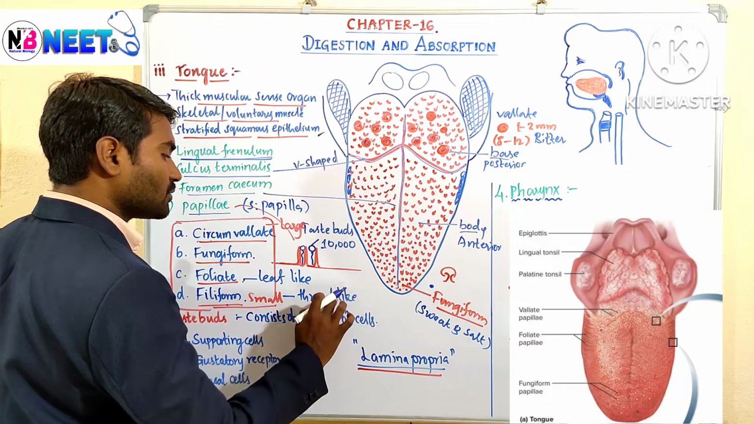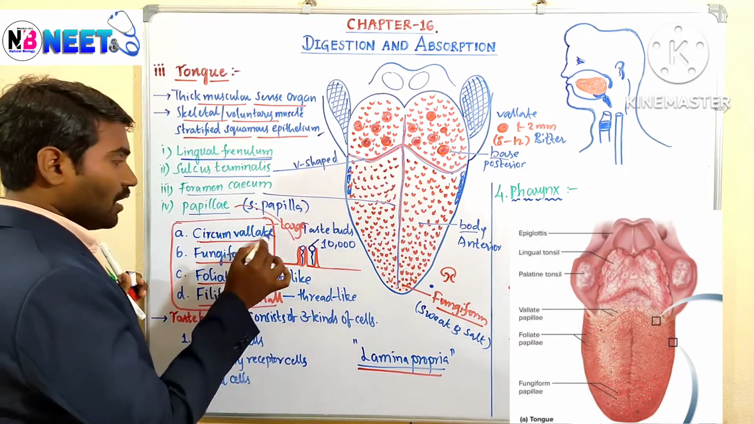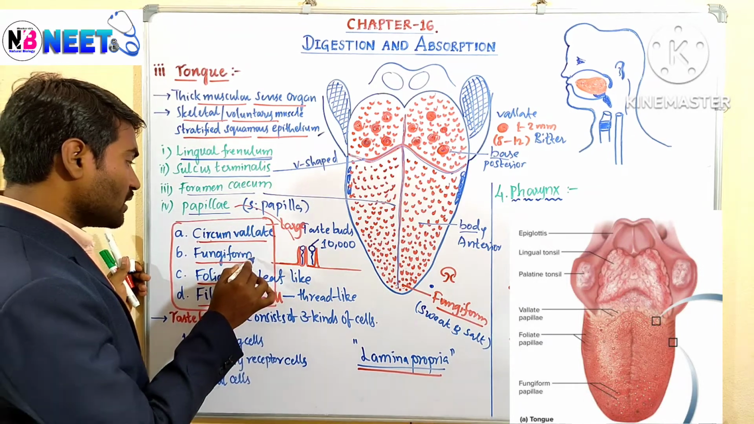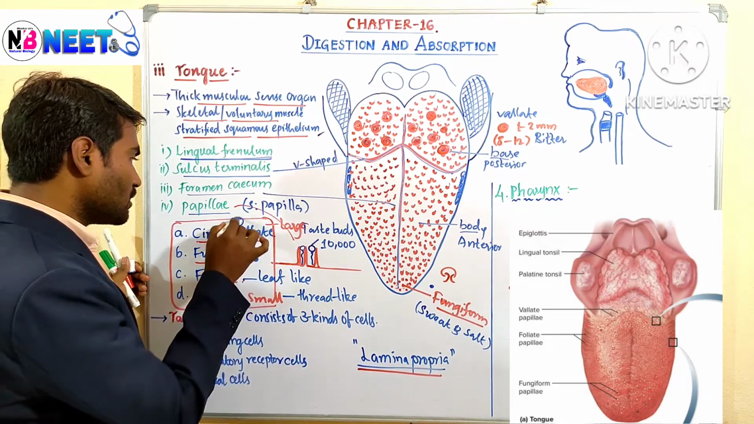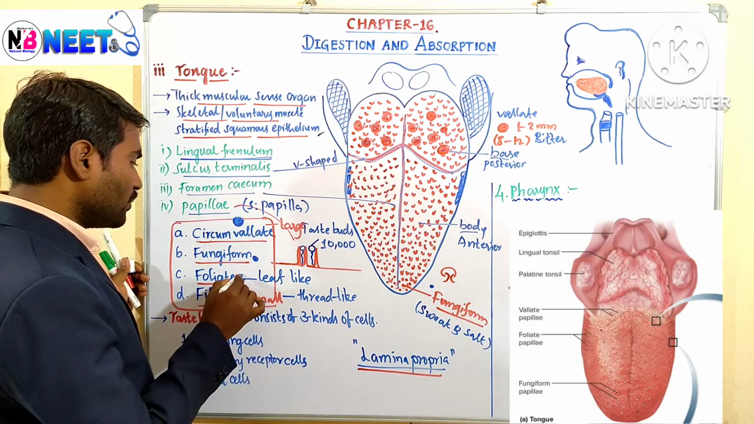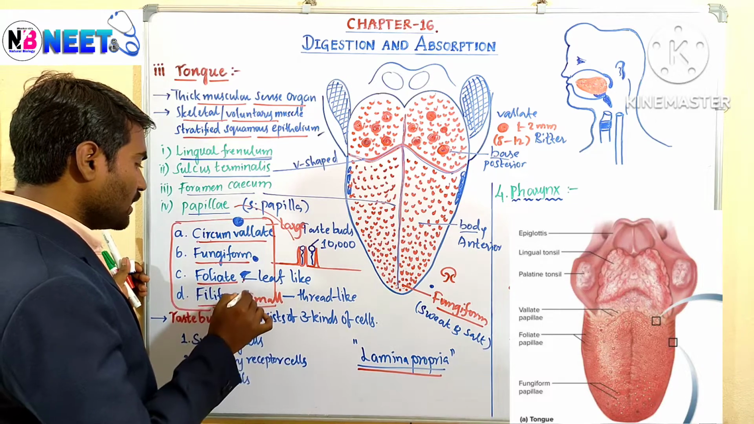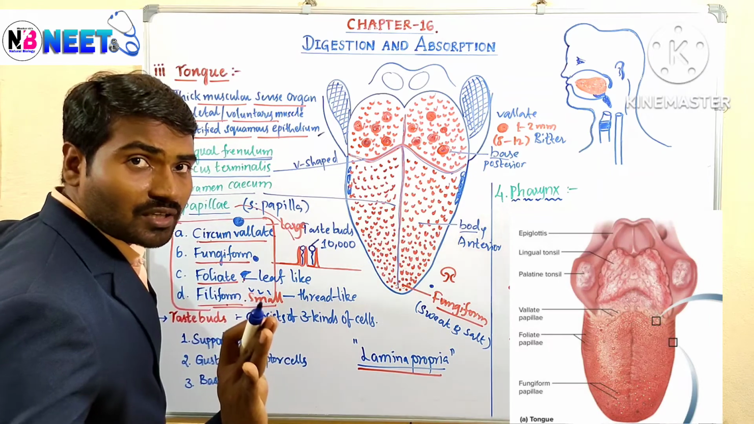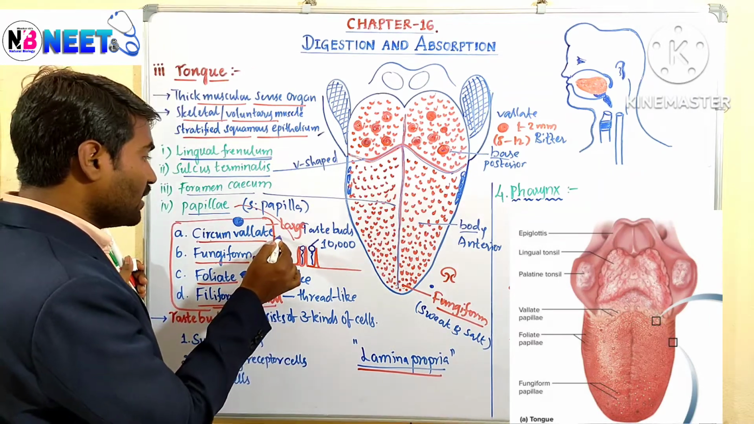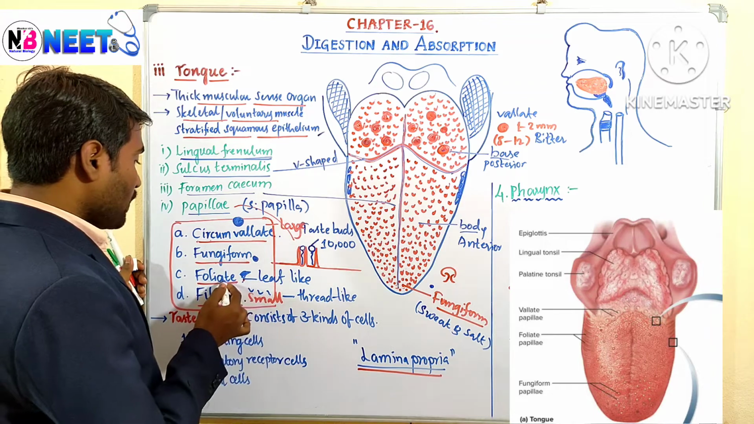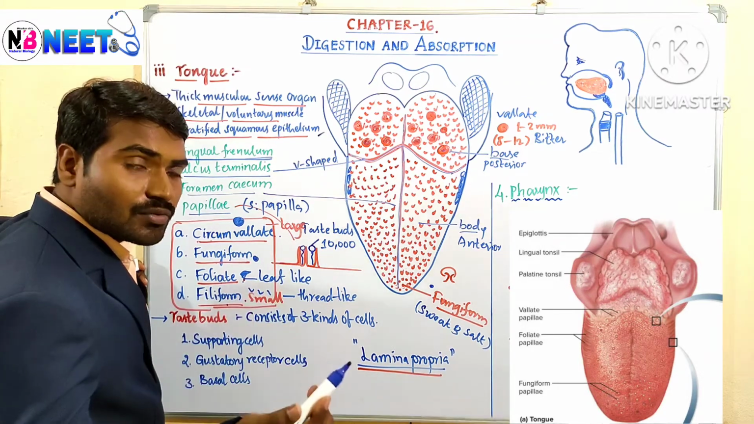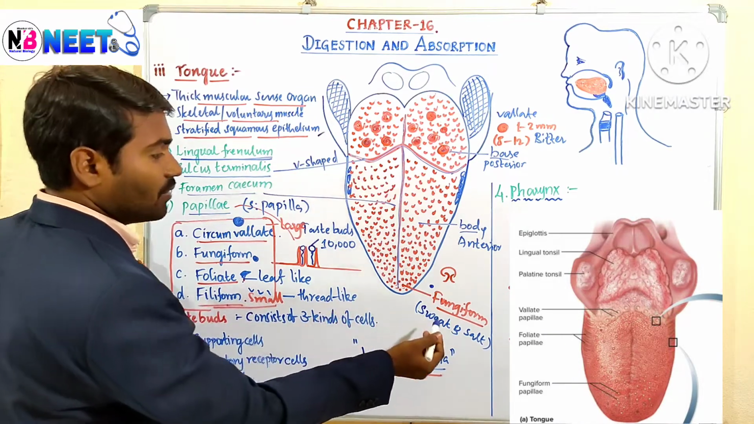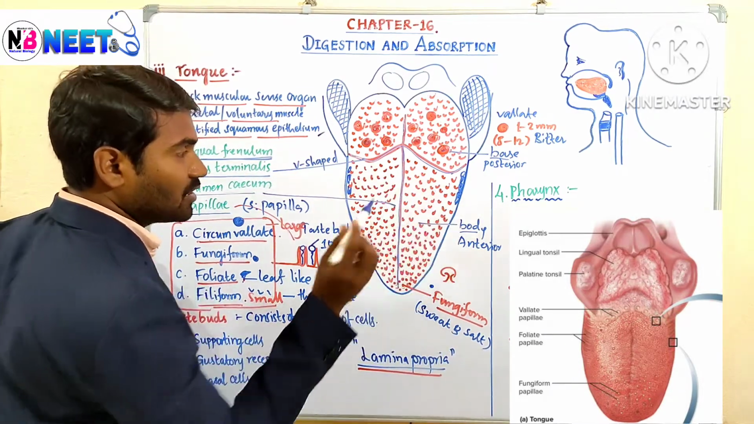Thread-like structures. Circumvallate are large rounded structures, fungiform are small rounded structures, foliate papillae are leaf-like, and filiform are thread-like. Clear about their structure? Circumvallate help in identification of bitter taste. Foliate papillae help in identification of sour taste, whereas filiform papillae, which type of taste? There is no taste.